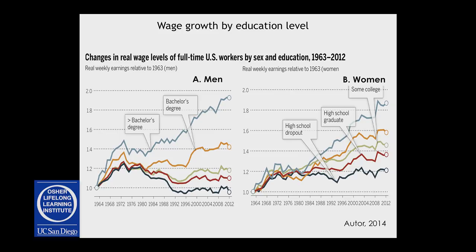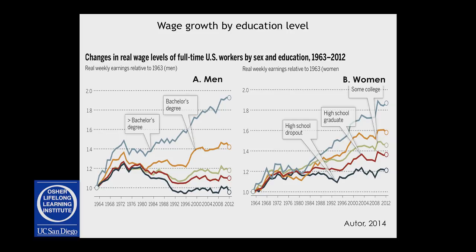The dark blue line at the bottom is somebody who's a high school dropout, okay? The next line up, the red line, is somebody who's a high school graduate but never went to anything else, no junior college, no regular college. Green is some college, so that might be somebody who went to junior college but didn't go on to a four-year college, or it could be somebody who went to a four-year college but dropped out before getting their degree.